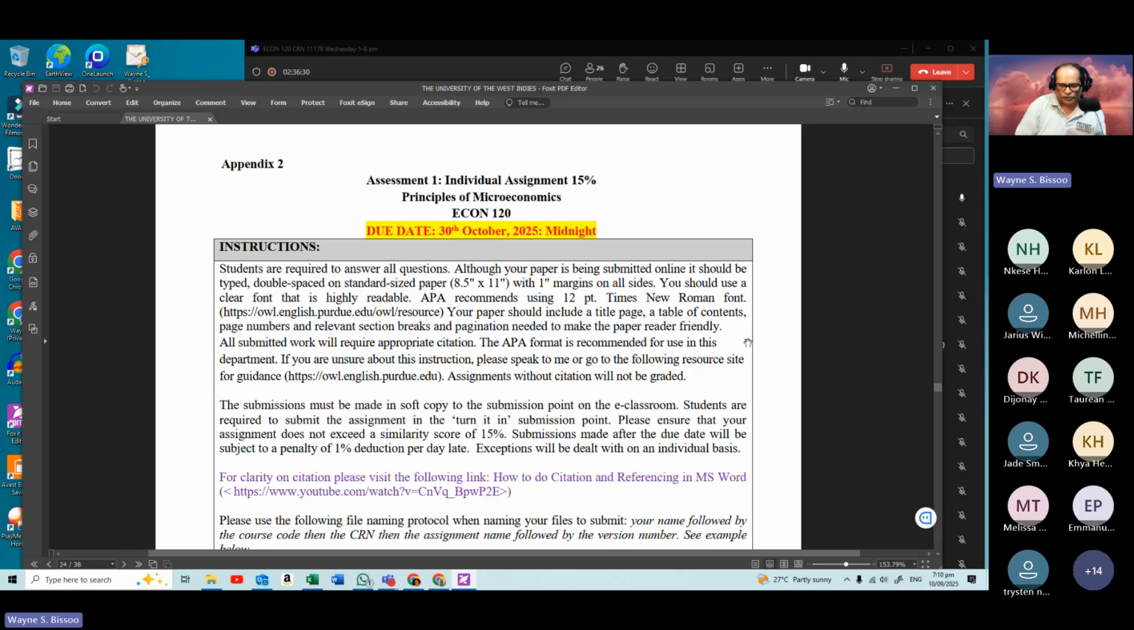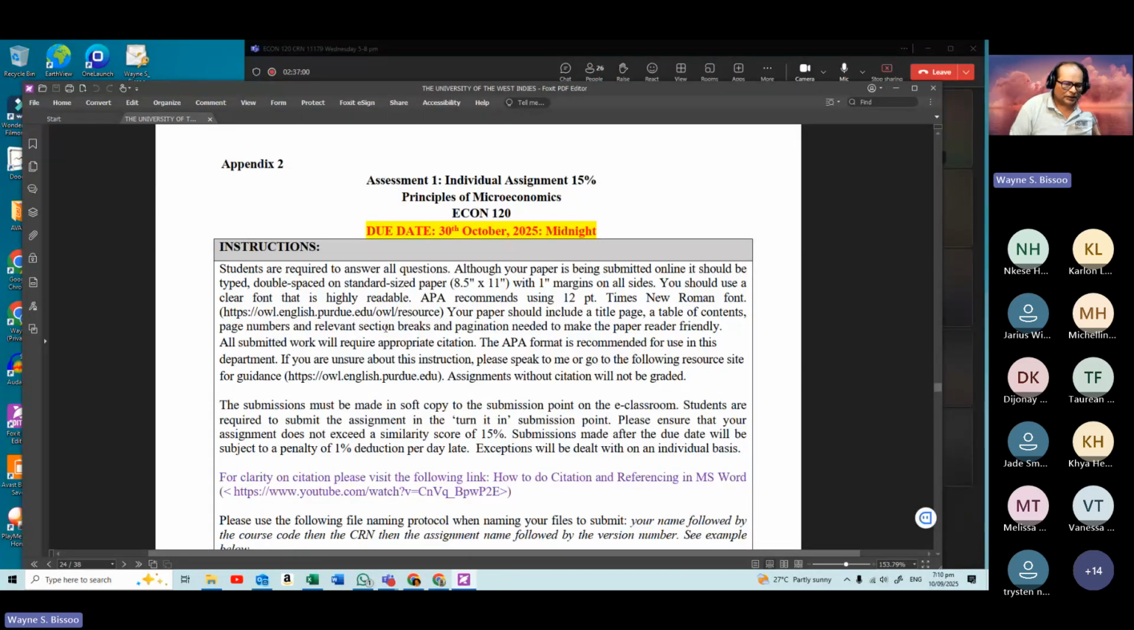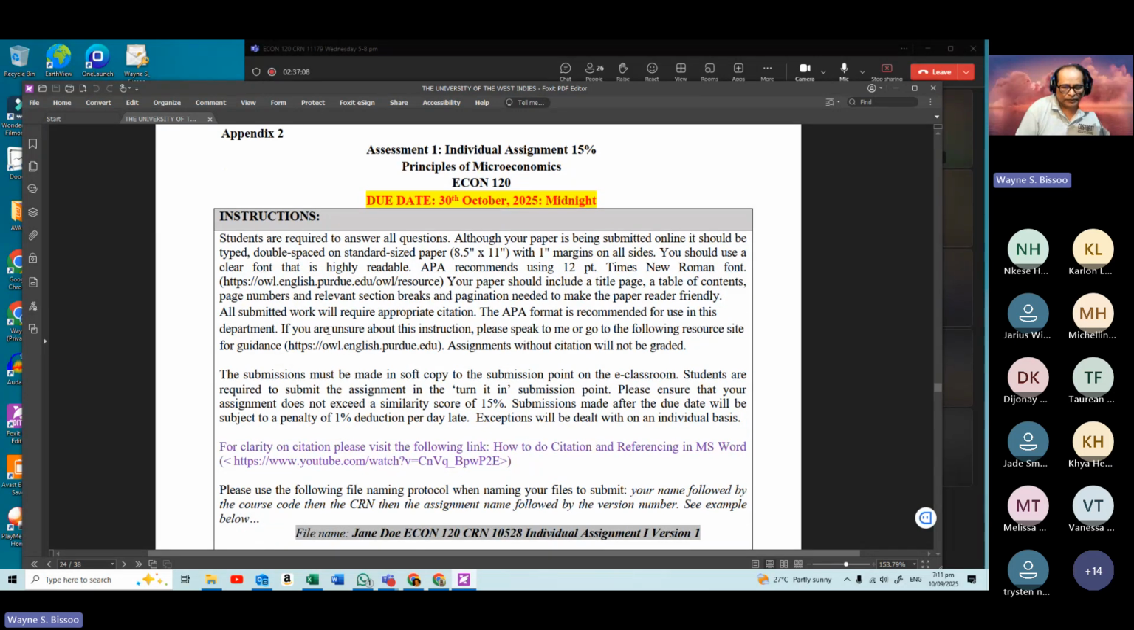APA recommends that you use 12-point Times New Roman or Arial, but it needs to be large enough for me to be able to read it properly. Don't worry about borders around your work. Don't worry about all those fancy things. Those are requirements if you're publishing something for sale outside. But for academic work, you don't need all that kind of fanciness. In fact, it generally takes away from your work because it gives more problems to format it properly. All right, so pay attention to that.